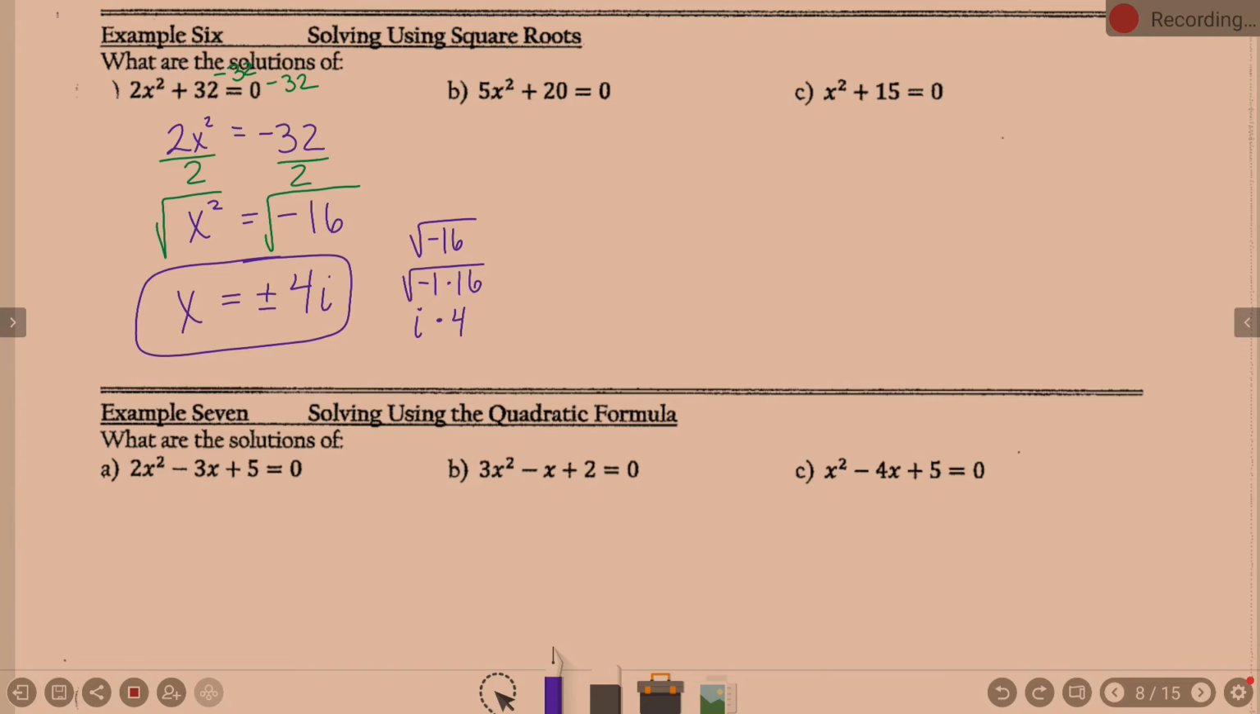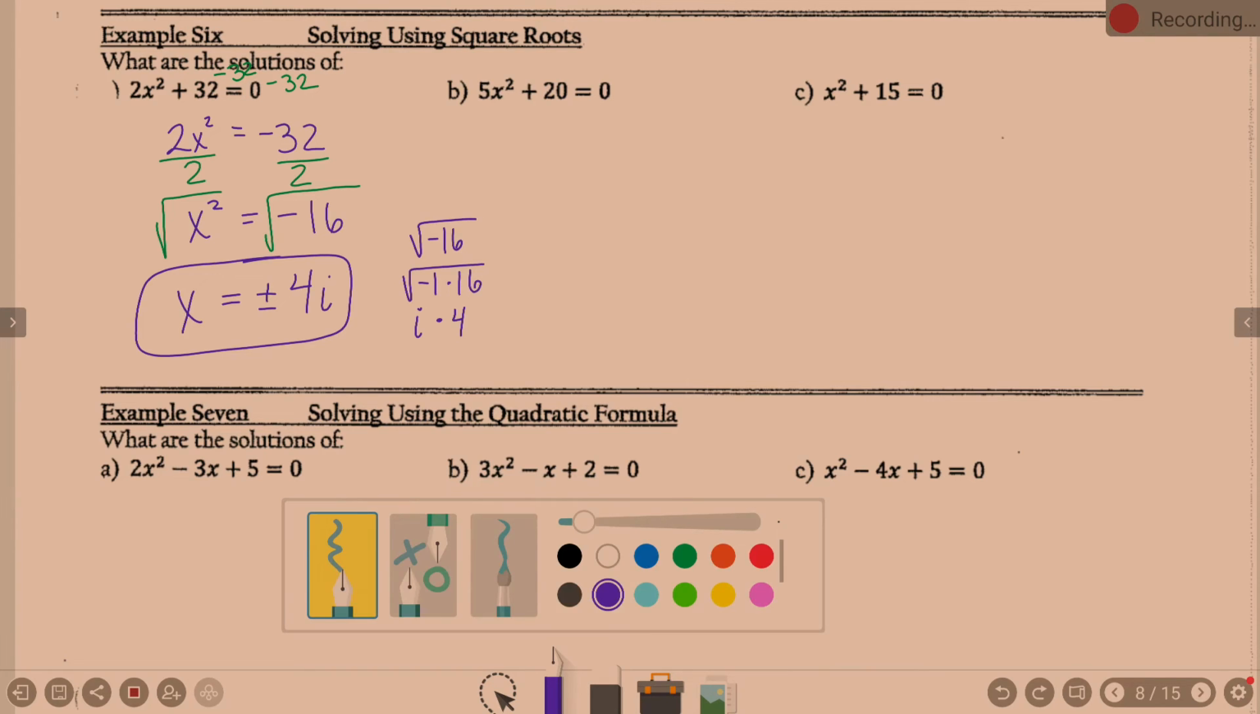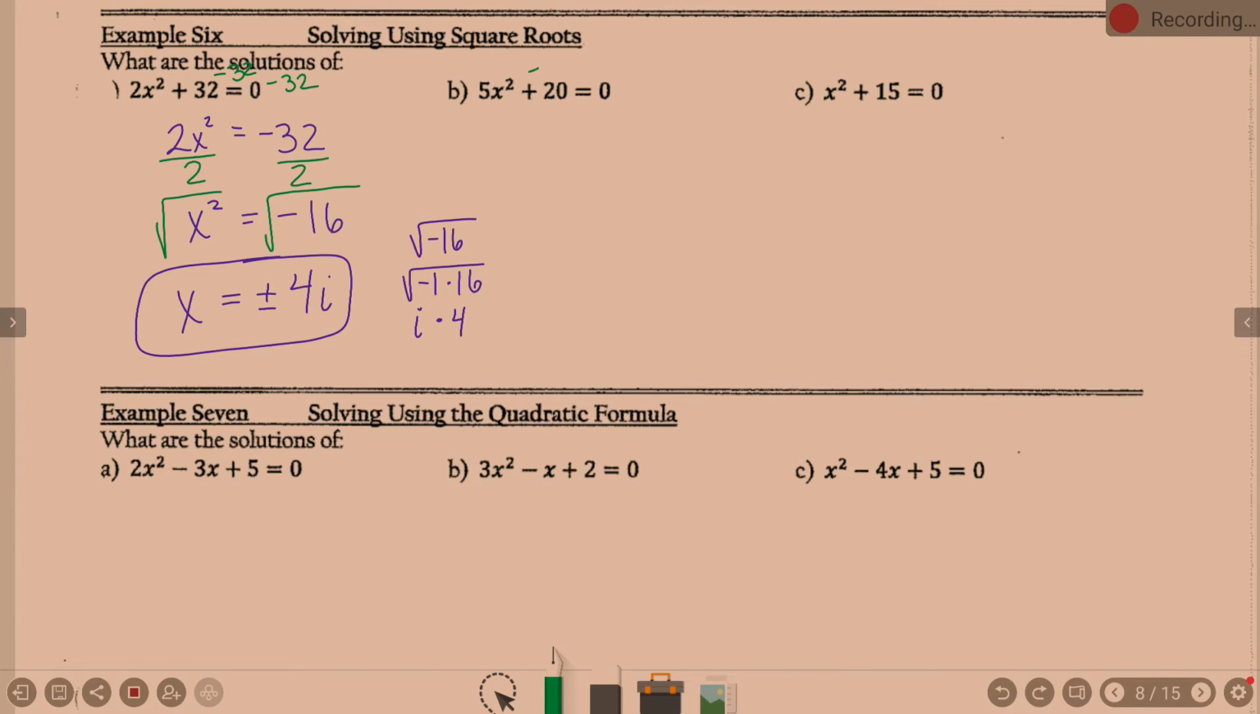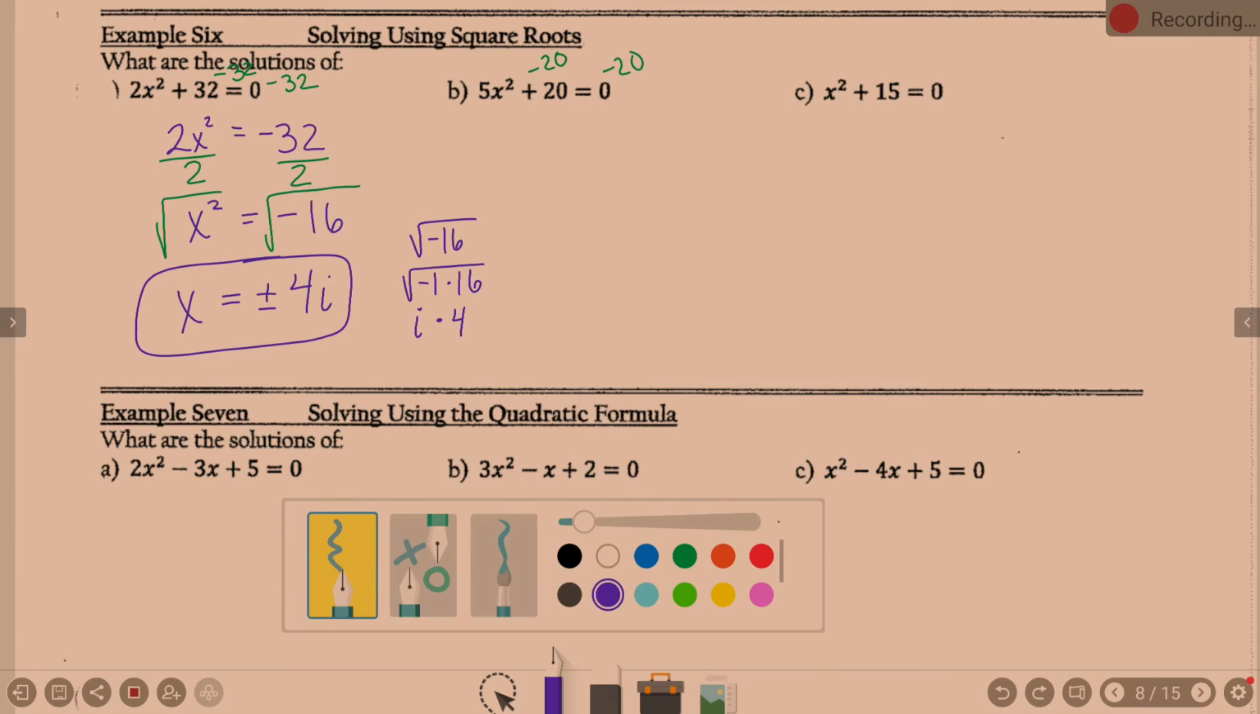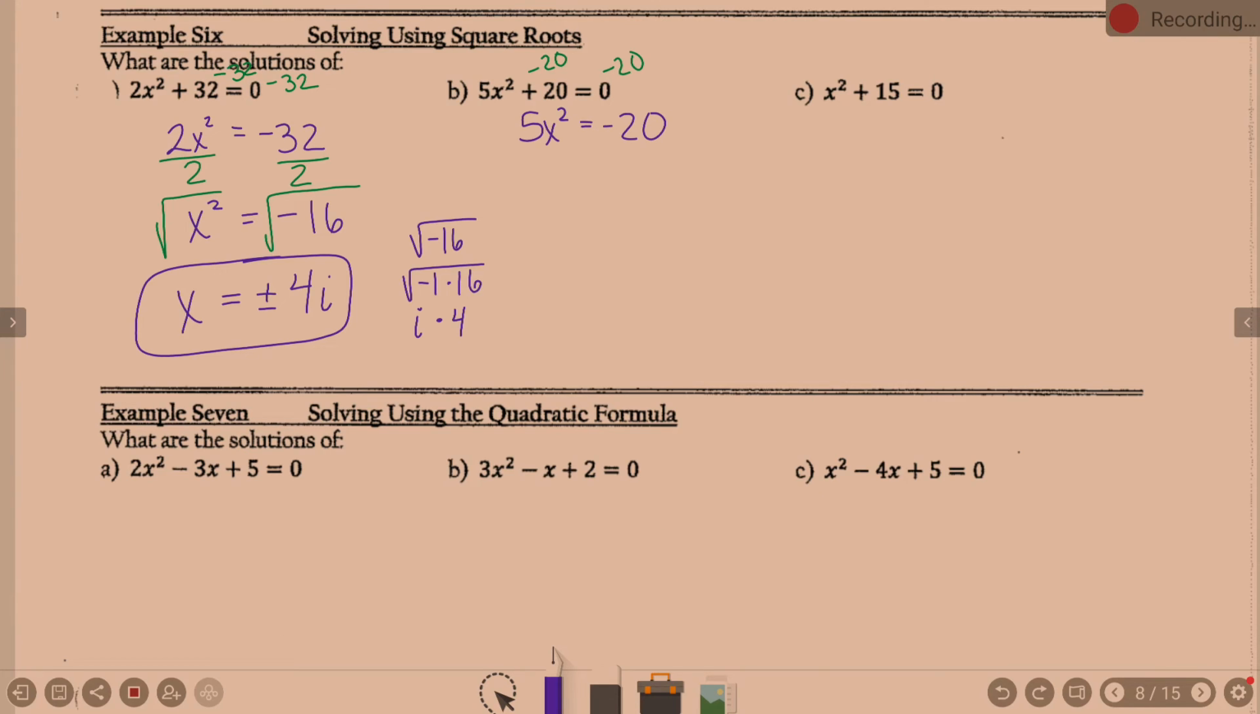Okay, try B with me then. 5x squared plus 20 equals 0. Note, I got an x squared term, I got a number term. I got no x term, so if I have just x squared or just x, get it by itself. How do I get the x squared term by itself? Subtract 20 from the other side. Okay, start by subtracting 20. So then I have 5x squared equals negative 20.